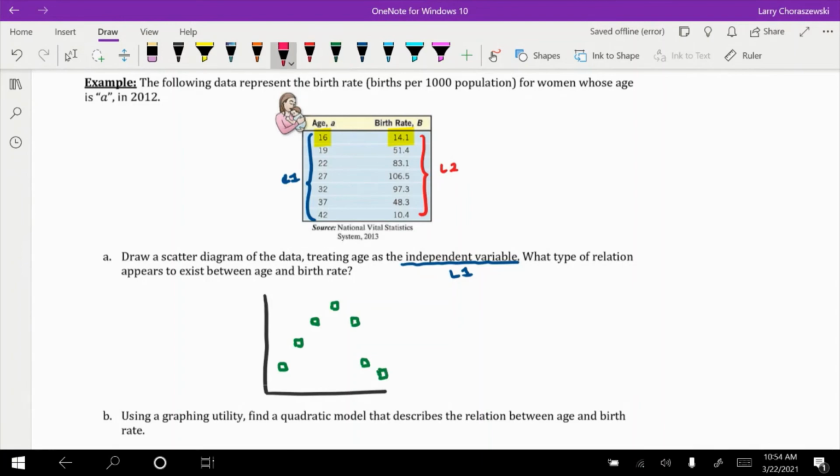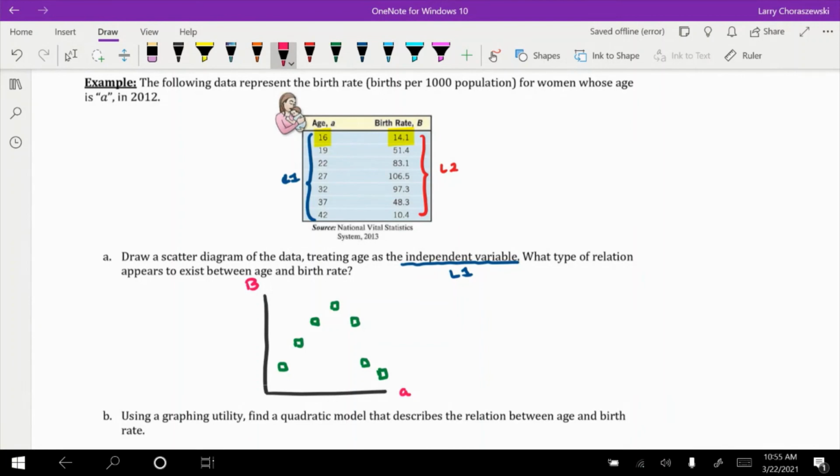And keep in mind that the independent variable is the age A. So I'm going to label the x-axis as the A-axis, and then the y-axis is going to be representing the different birth rates. And as you can see, the birth rates go up until they kind of peak, and then they begin to go down as the age continues to increase.